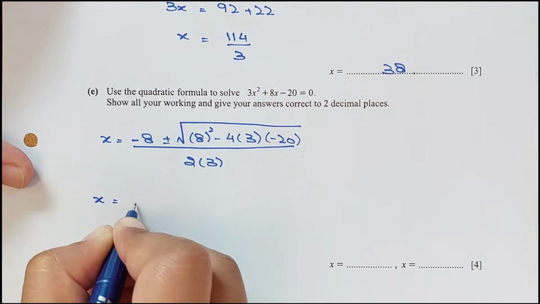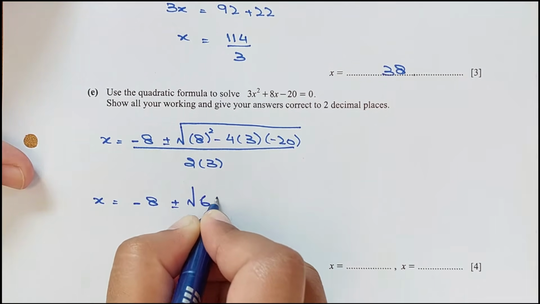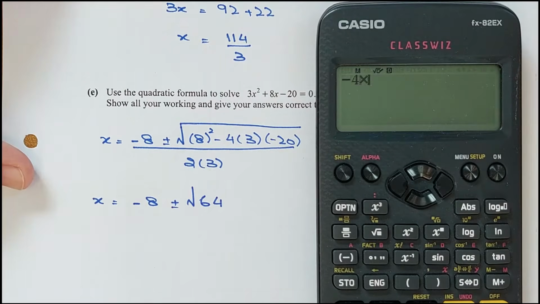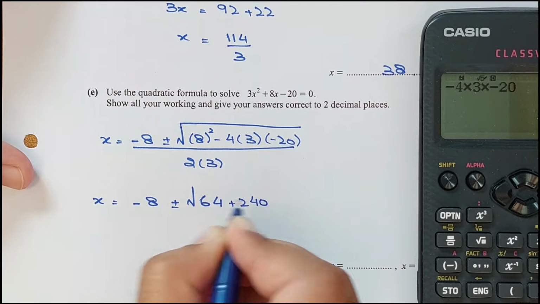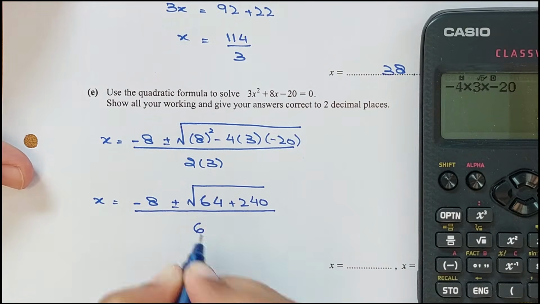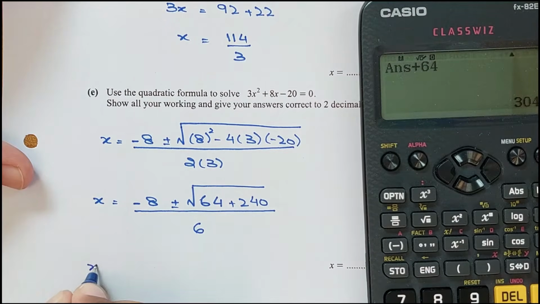Okay, so x equals minus 8 plus or minus the square root of 8 squared, which is 64. Then we have minus 4 times 3 times minus 20, which is plus 240, divided by 2 times 3, which is 6. 240 plus 64 is 304. So x equals minus 8 plus or minus the square root of 304, divided by 6.